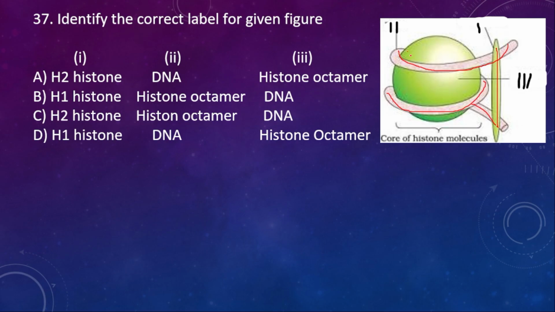Here, what will be there? There will be two each of H3, H4, H2A and H2B. Okay? So here, 2 is DNA, so either it may be A or D. 1 is H1. So option D is correct here.